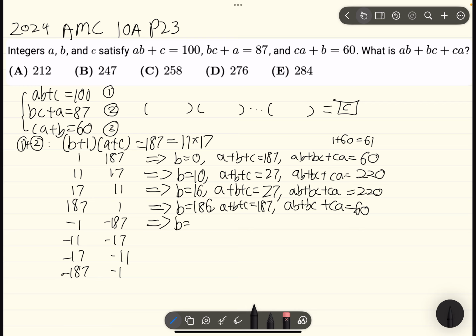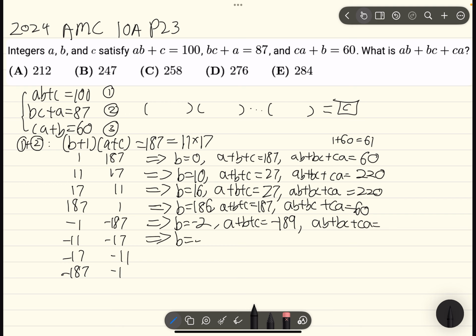Okay, so here then, B is negative 2, right? And A plus B plus C then would be negative 189. So AB plus BC plus CA would be 247 minus negative 189, which is some number way bigger than our biggest option here. It's like 400 something. So that's not in our answer choices either.